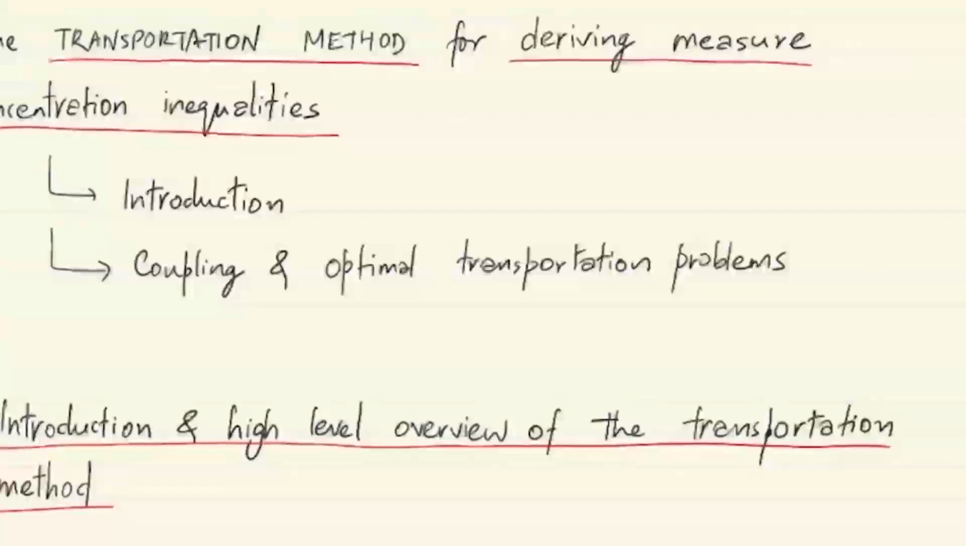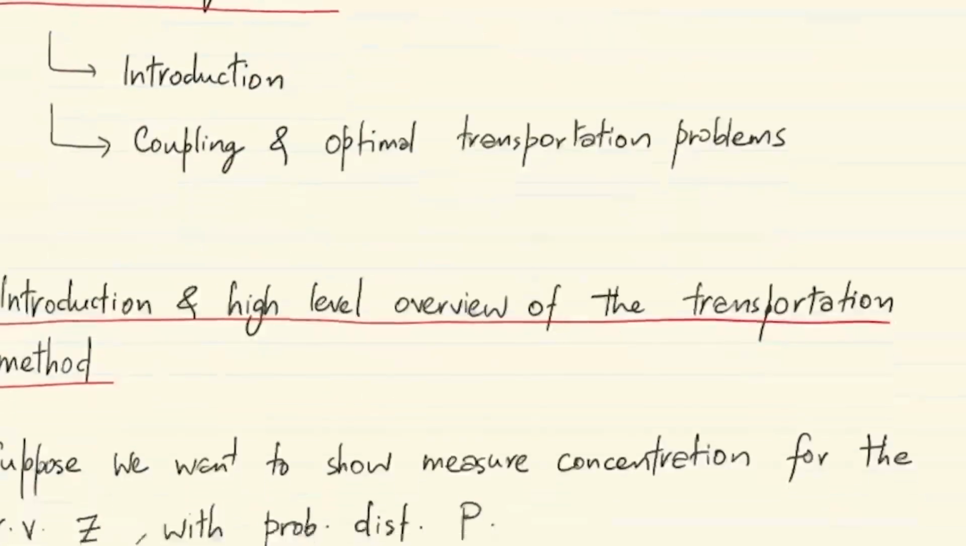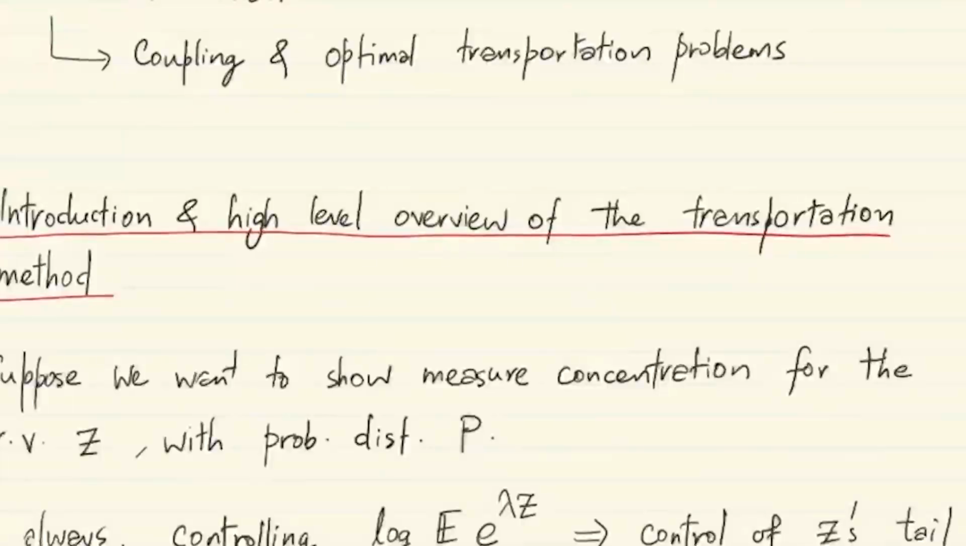Hi all. Today we will study another very ingenious method called the transportation method for deriving concentration of measure inequalities. This class will be an introduction, a high level idea of what this method allows you to do, and we will start digging into it by presenting the idea of coupling and optimal transportation, which are important ideas in probability and optimization in their own right. So let's start with a high level introduction of the transportation method for proving concentration inequalities.